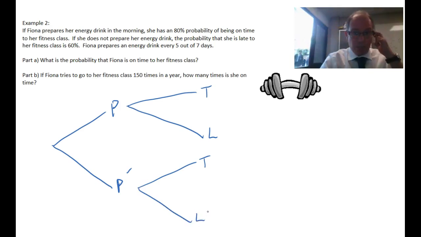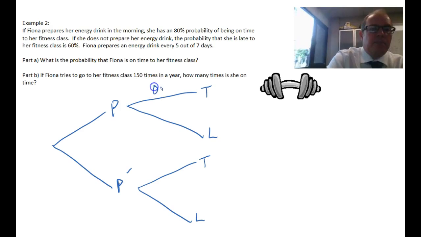And now let's put some of the numbers in here. So if Fiona prepares her drink in the morning, so I'm here, she has an 80% chance of being on time. So I'll write a 0.8 there for the 80%. If she does not prepare a drink, so I'm going down the bottom branch, she has a chance of being late by 60%. So I'll put a 0.6 there.